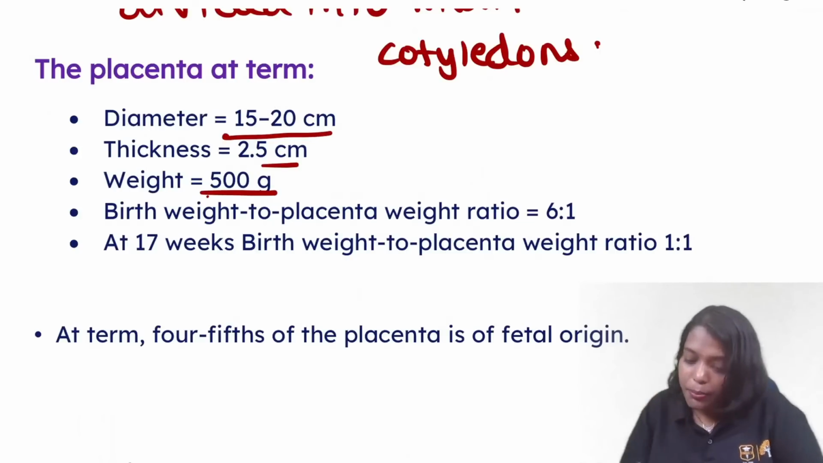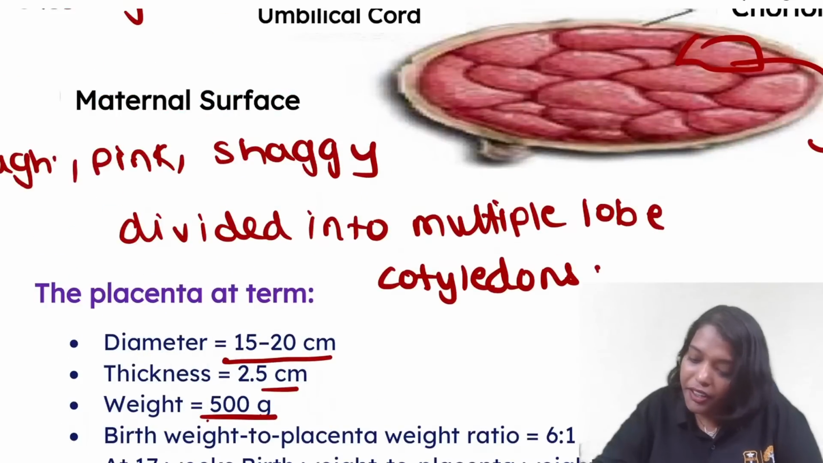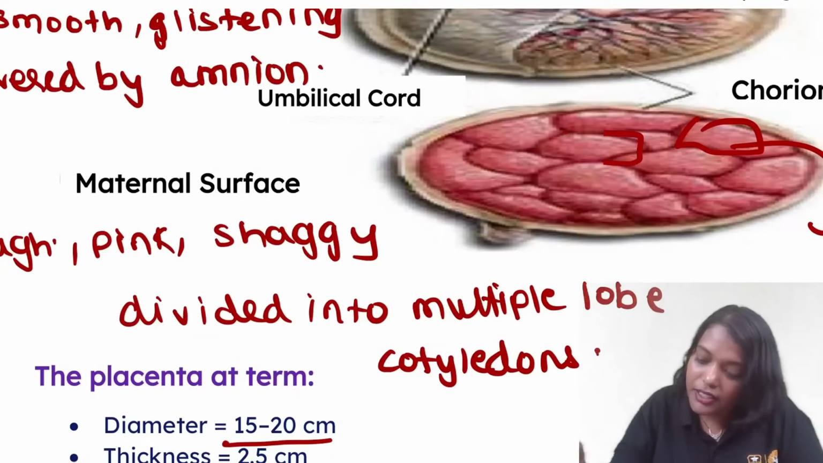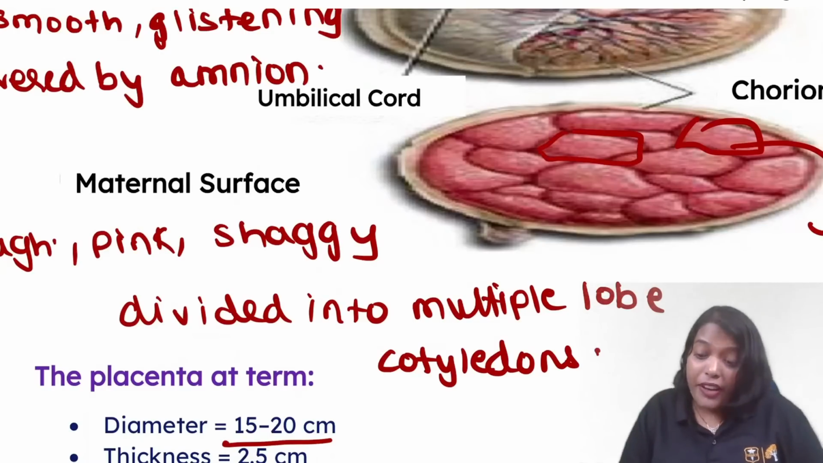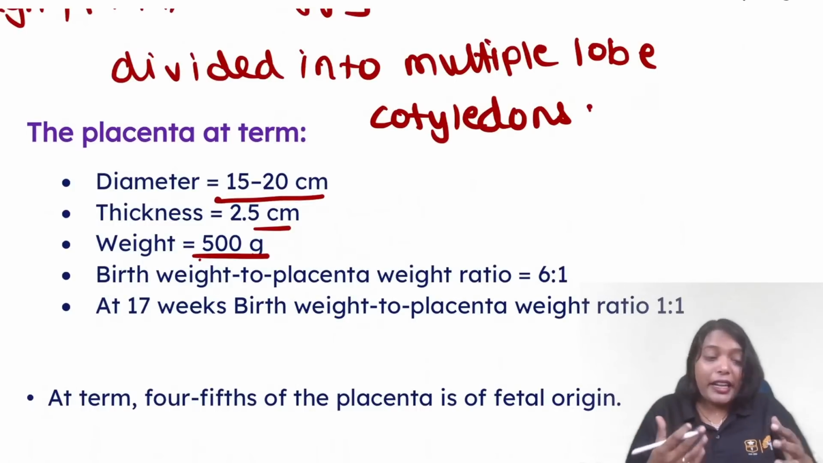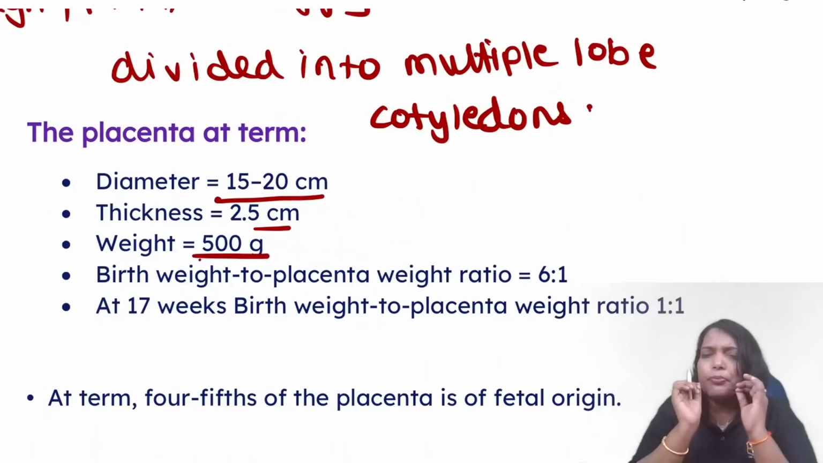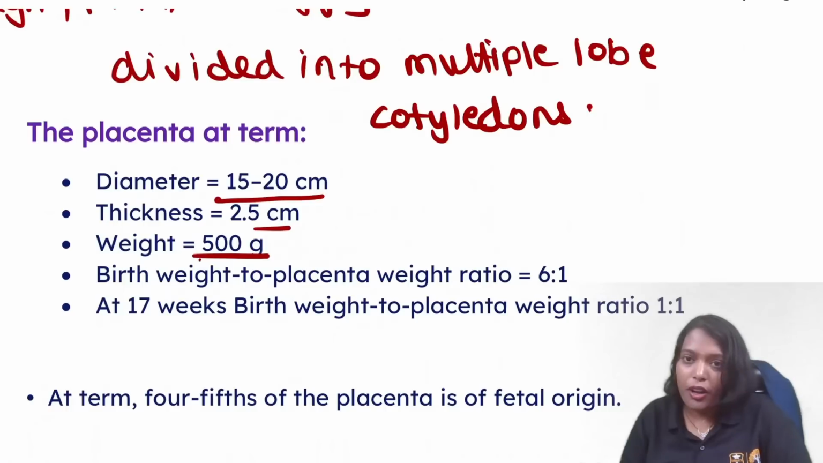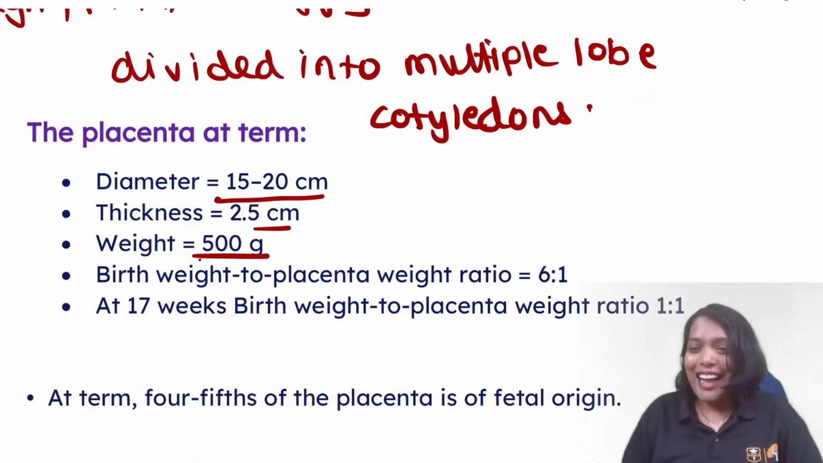So the polygonal structures which you are seeing here, these parts are called cotyledons. I'll show you one video where you can see them clearly. What are these cotyledons? All this is chorion frondosum. I have one beautiful video. I'll be playing it now for you all. Okay? So it is around 15 to 20 centimeters in diameter. In the center, it is around 2.5 centimeters in thickness. It weighs around 500 grams.